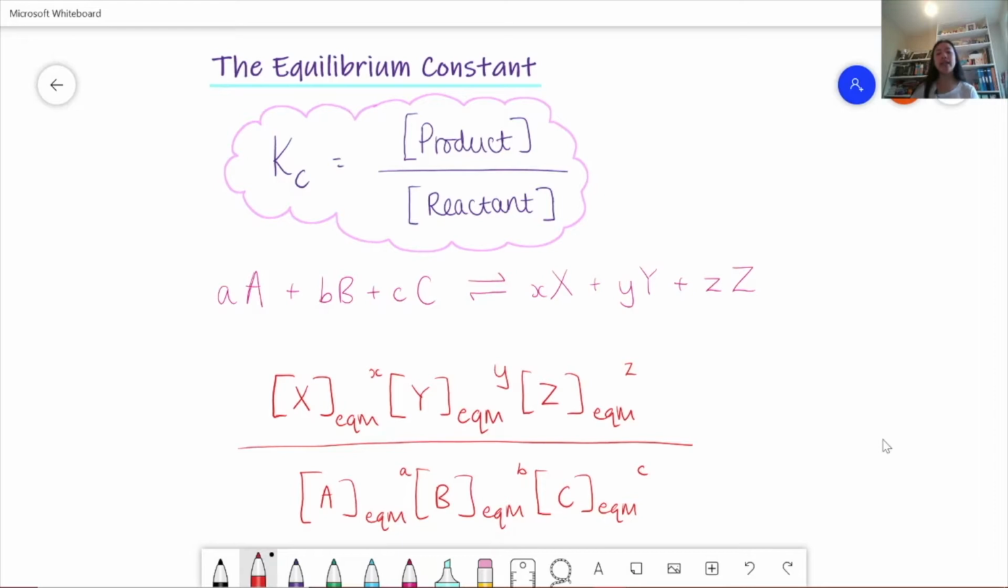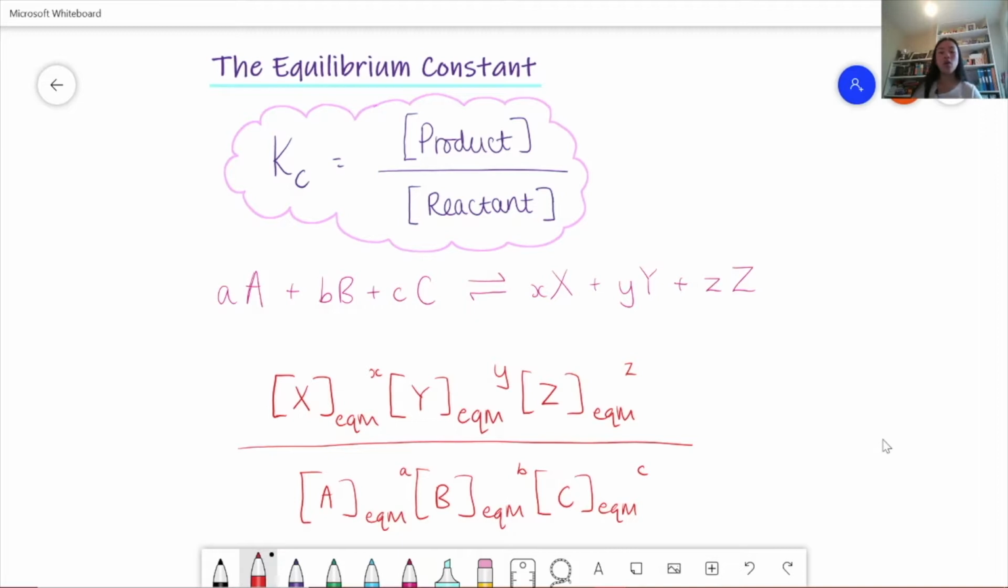So Kc is called the equilibrium constant, and how we work it out is basically the Kc is the ratio between the concentration of products and the concentration of reactants. So if we divide the concentration of products by the concentration of reactants, then we find this constant called Kc.